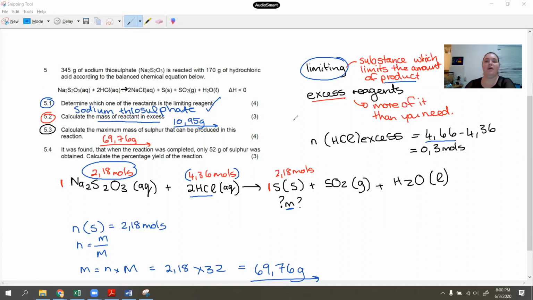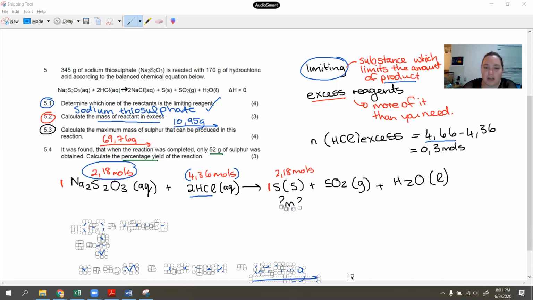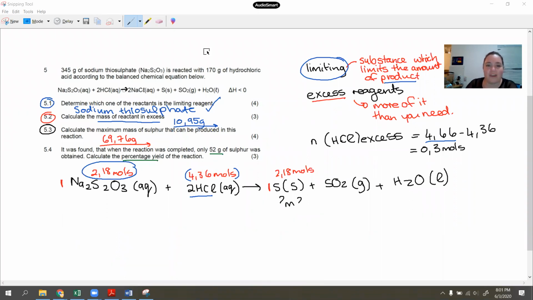All right. The last thing here is that they say it was found that when the reaction was completed, only 52 grams of sulfur was obtained. Calculate the percentage yield. Now, we have not done percentage yield before, so this is a good time to bring it in. You'll notice that a lot of the questions are bringing in new ideas and reinforcing ideas.